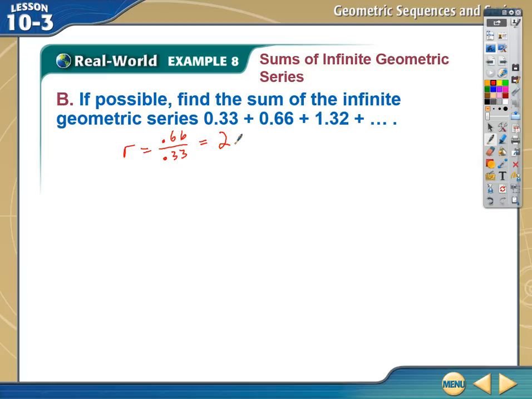Okay. So on this one, even though the numbers seem small, 0.33, 0.66, 1.32, they keep getting bigger and bigger, and this series is divergent. It will never converge to a specific number. So I say it is not possible.